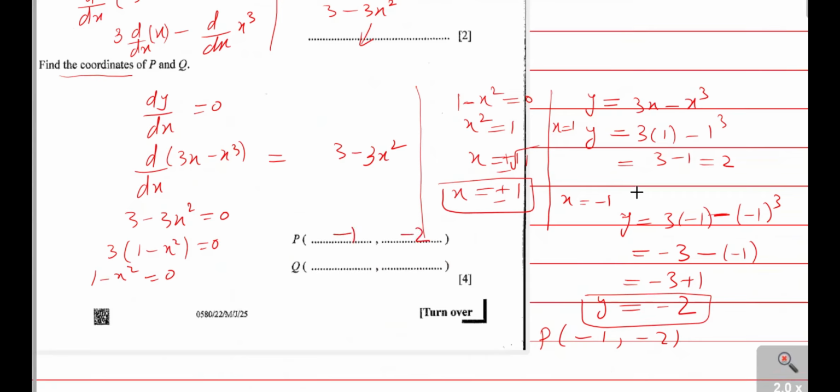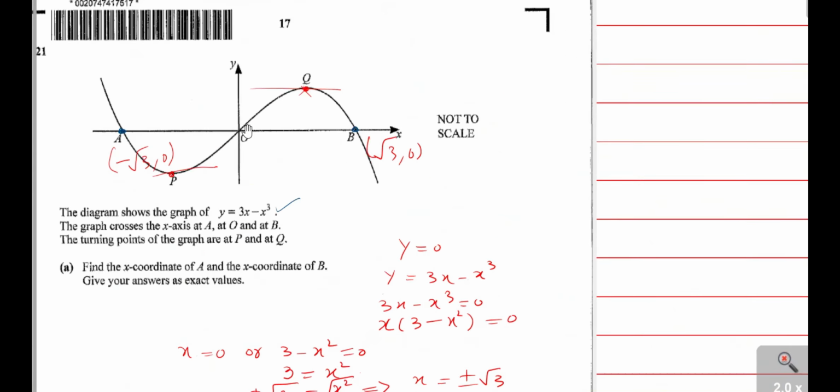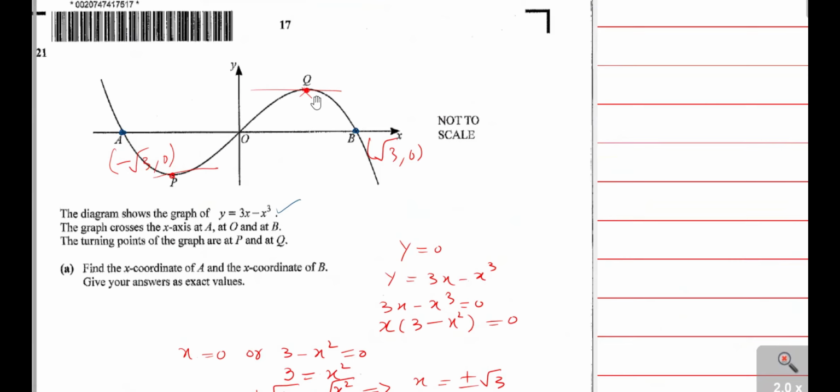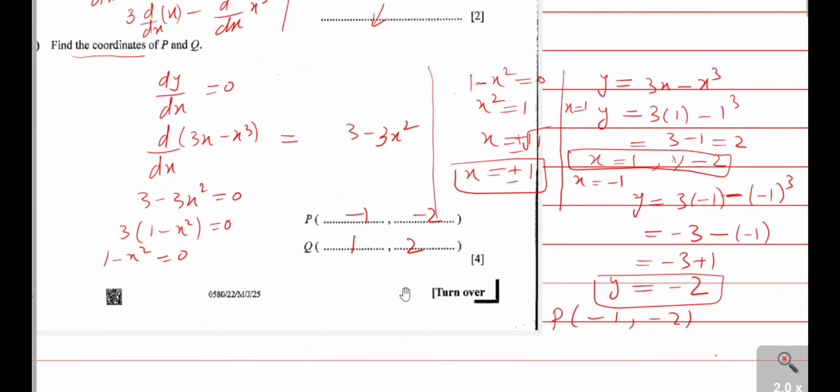And the value of q, for a positive value of x is 1, and the value of y is 2. This is (1, 2). Look here, this is the point q. This is on the right side of the origin. Therefore, this value of x will be positive. And this is the answer.